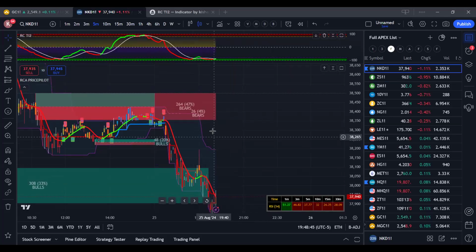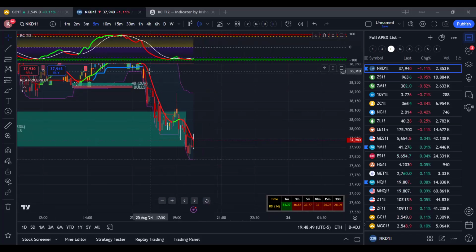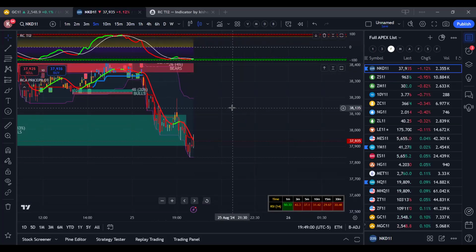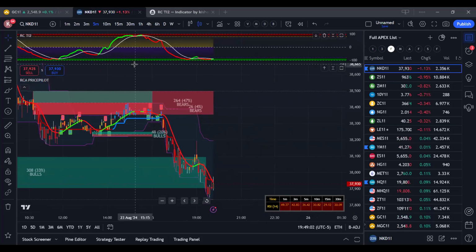Same thing with NKD also. It came all the way down, nearly 264, 26 bears. Now it is trying to slowly bounce up. It may go a little bit up and again start dropping. So this is one combination: you can use Price Pilot and TI2.